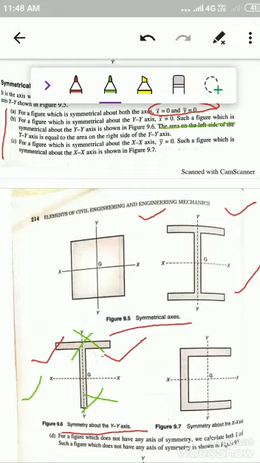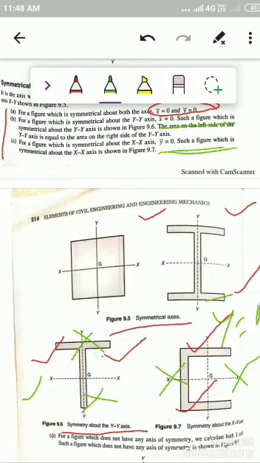And you can observe the C section. If you observe the C section, which axis is it symmetric about? It is symmetric about the x-axis. This part and this part are similar, and it is not symmetric about the y-axis. Clear? If it is symmetric about the x-axis, then y bar is equal to 0.